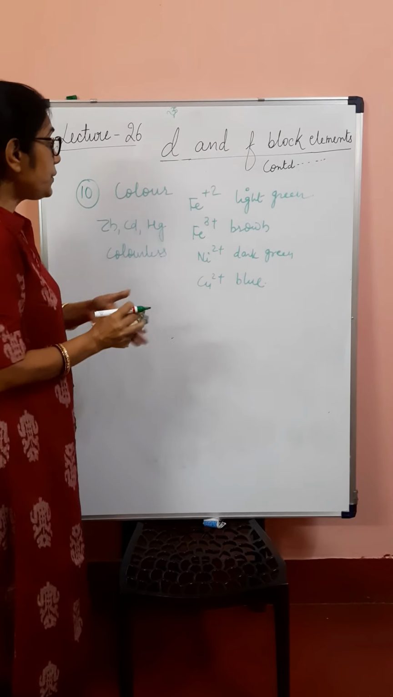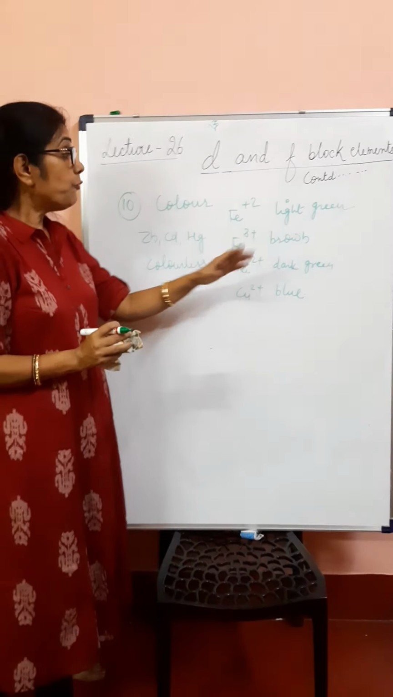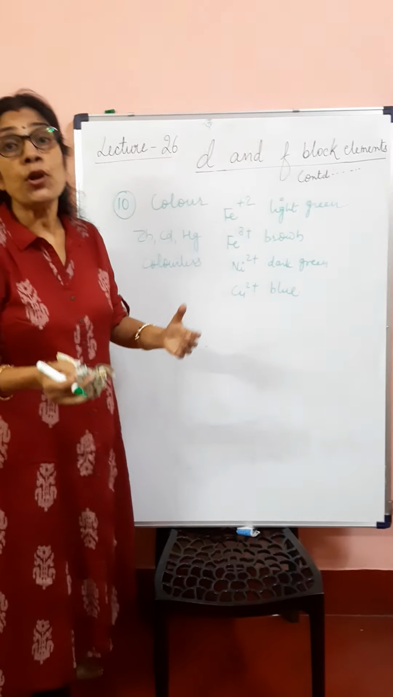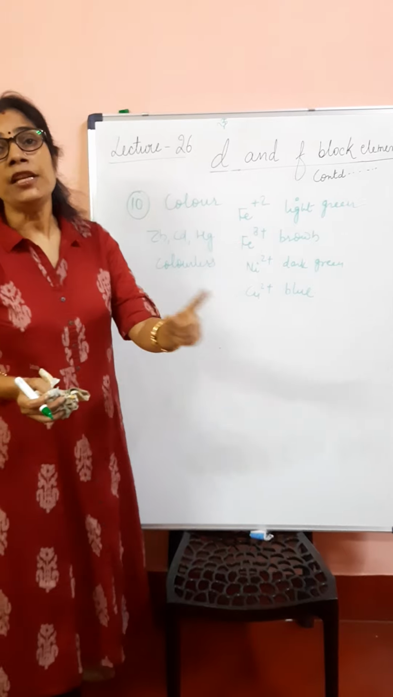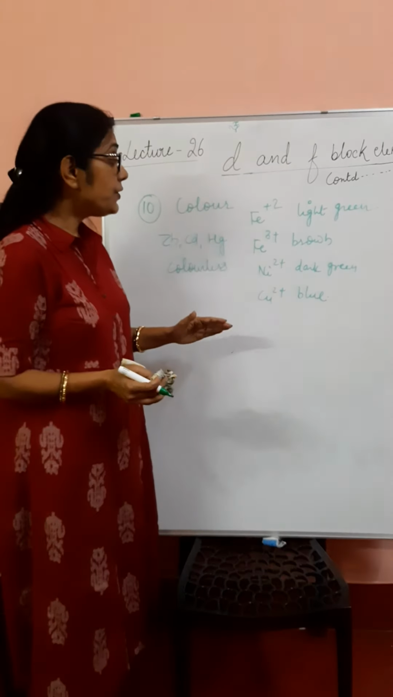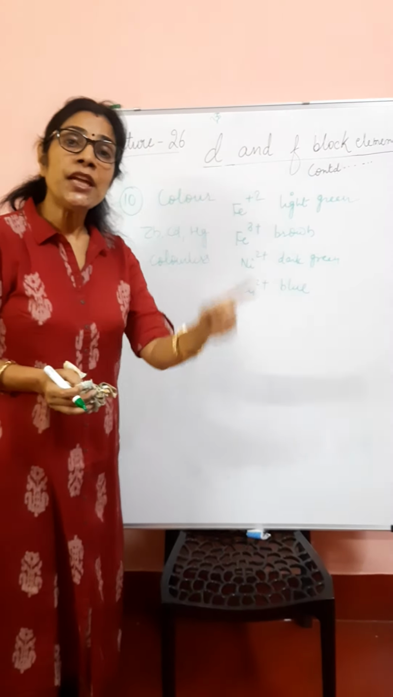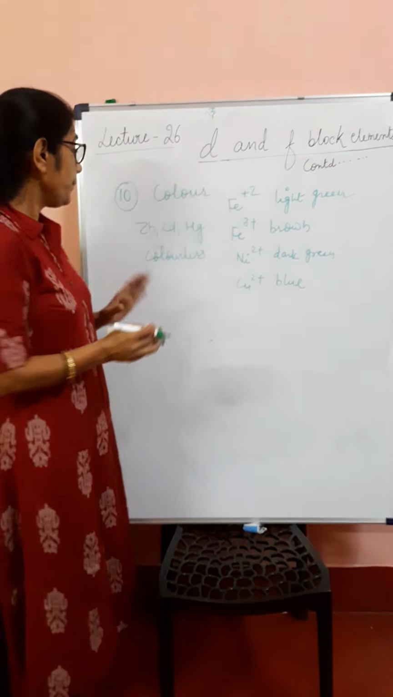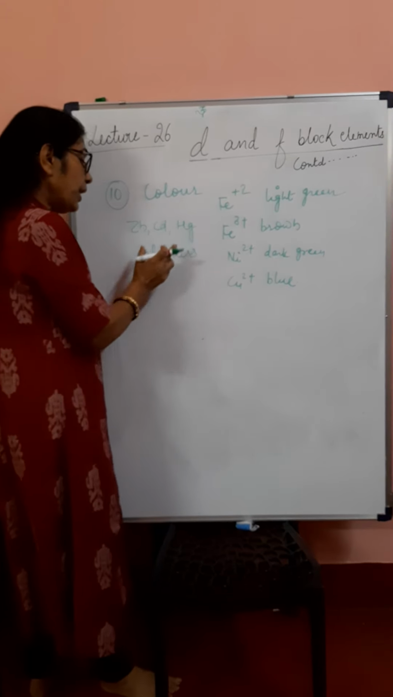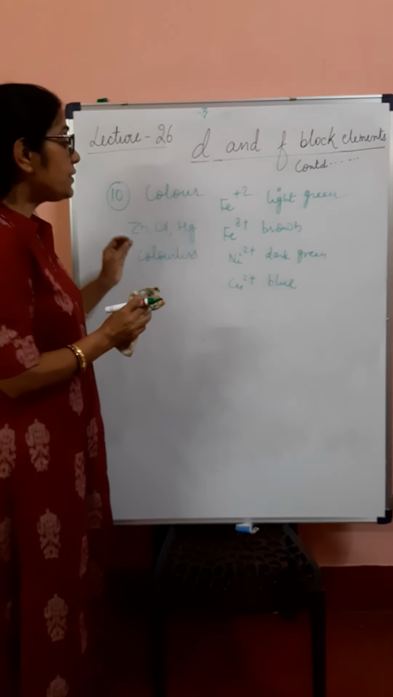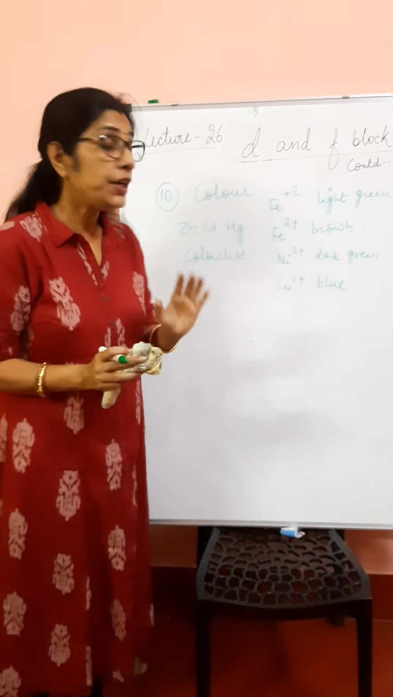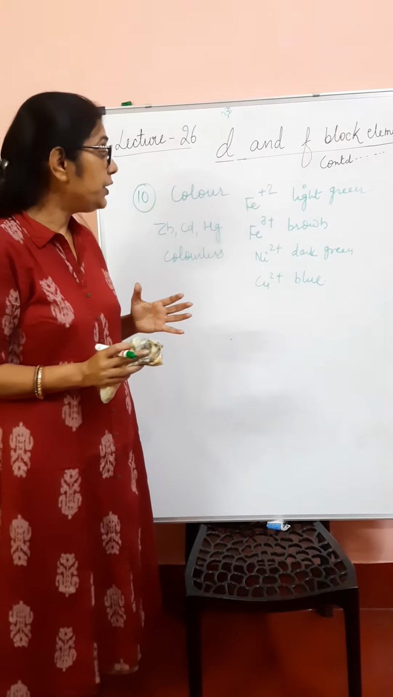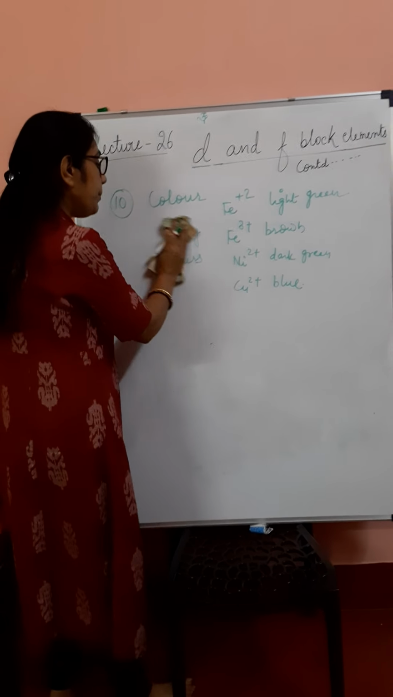So on the basis of these observations, once again we can say, for color also, who is responsible? Partially filled d orbitals. That means it is the number of unpaired electrons that is going to provide color to these complexes. So zinc, cadmium and mercury, why are they colorless? As they do not have any unpaired electron. Why are others colored? Because they have partially filled d orbitals and they have unpaired electrons.